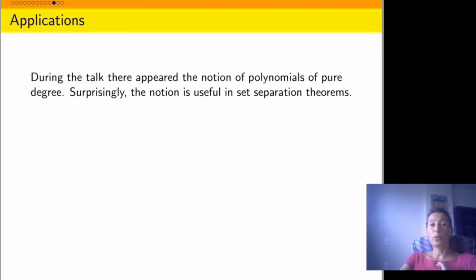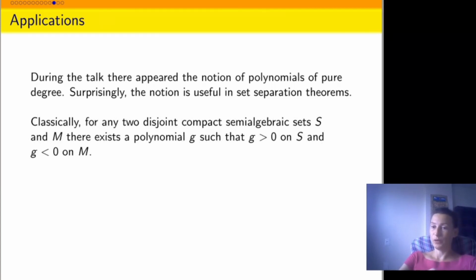During this talk, I already talked a little bit about the notion of polynomials of pure degree, which appear in several contexts quite surprisingly. For instance, one of the contexts where you can use them is the separation of sets by a polynomial. So we take two semialgebraic sets, disjoint and closed. If they are both compact, then we can find a polynomial which is positive on one and negative on the other. So it separates, because it changes sign from one set to the other, so the zero set of this polynomial separates these two sets.